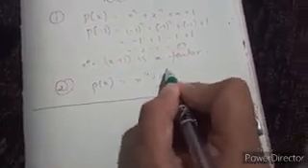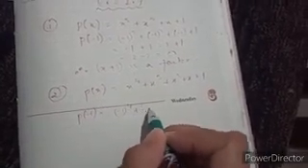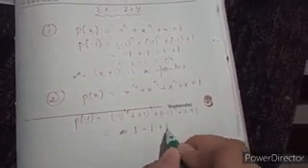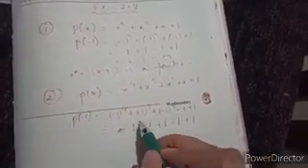The next polynomial is x to the power 4 plus x cube plus x square plus x plus 1. Here again, minus 1 to the power 4, the power is even, so it will be 1 minus 1 plus 1 minus 1 plus 1. So our remainder is coming 1. Therefore in the second question x plus 1 is not a factor. Next, let us go for question number 3.